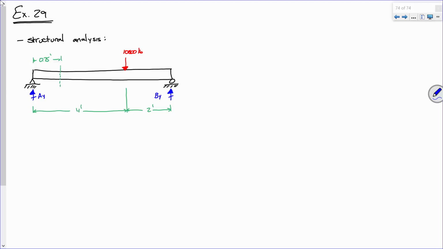Okay. You tell me what to do. What do I do? No. For this, we will assume that the beam is sufficiently weightless, or the weight is so light that it doesn't matter. All right, so let's sum moments at A.